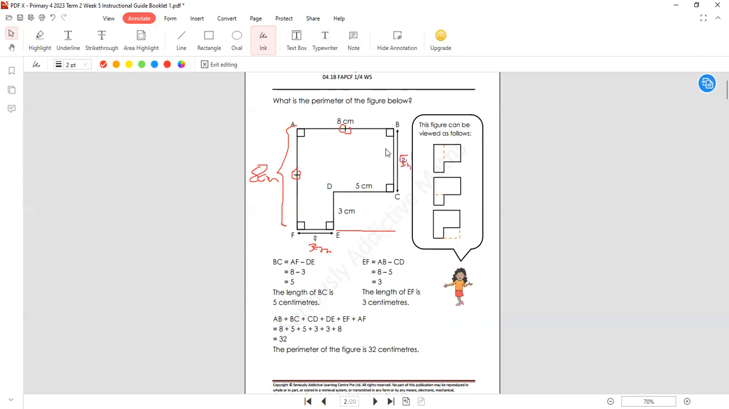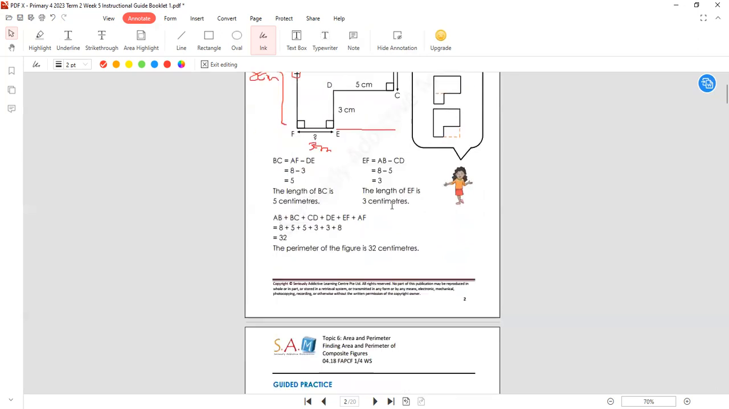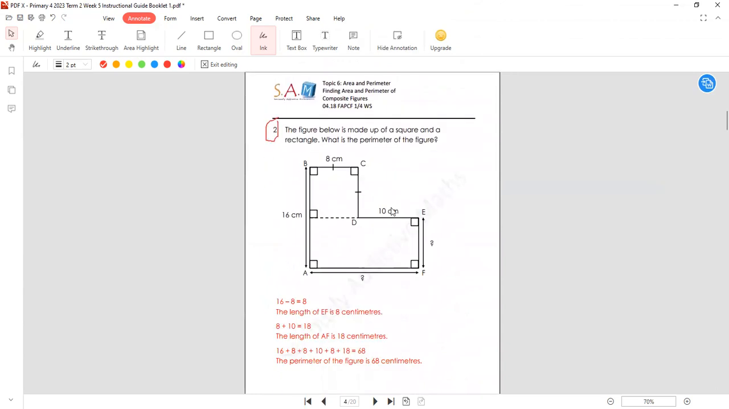And then after that, what they need to do is add. So ask them to make a note. If they start from here, it will be 8 plus 5 plus 5 plus 3 plus 3 plus 8. So that's how they can do the perimeter. Get them to do question 2 on their own. I think it should be fine, quite fairly easy. Remind them what the hatch mark is.